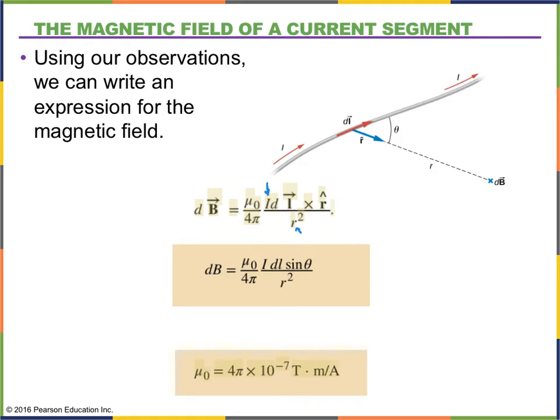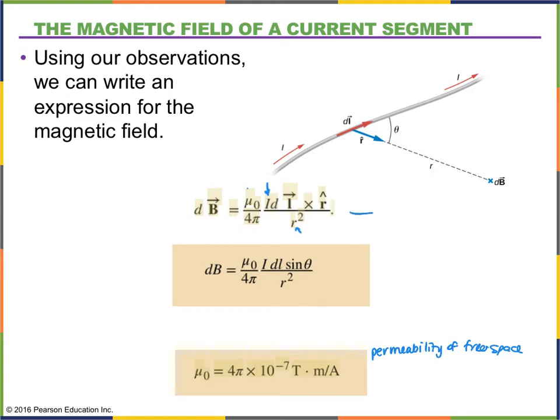And then the only other thing here is the mu naught over 4 pi. That's just a constant of proportionality. Those are constants. The mu naught is called the permeability of free space, and it's equal to 4 pi times 10 to the minus 7. So it's a constant that you want to remember.